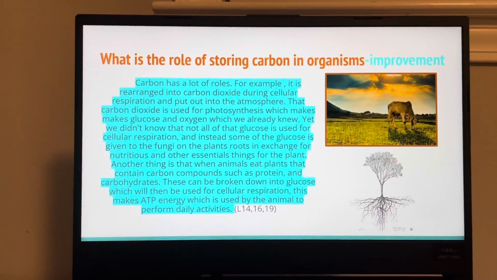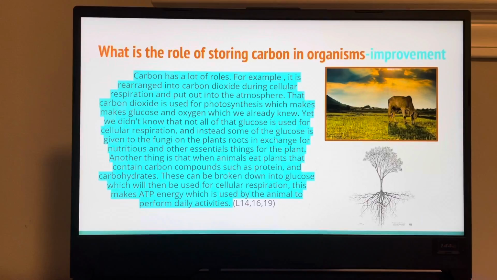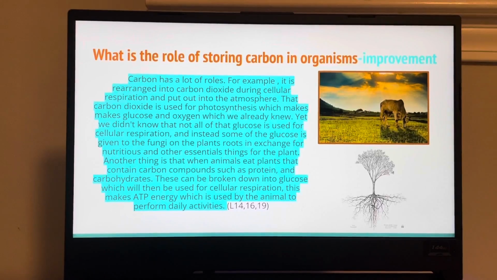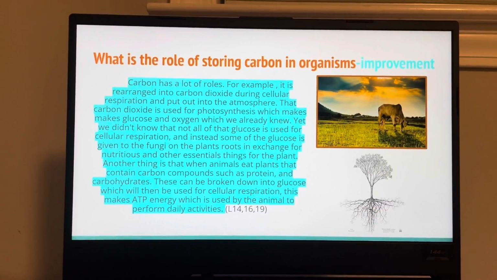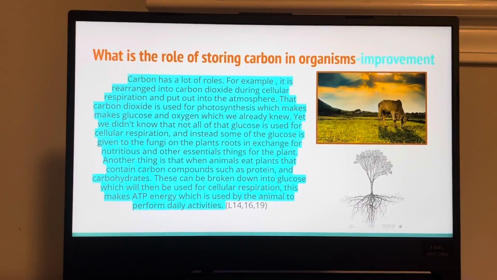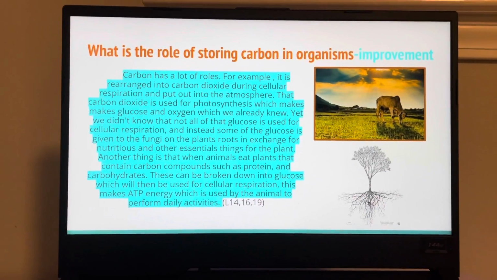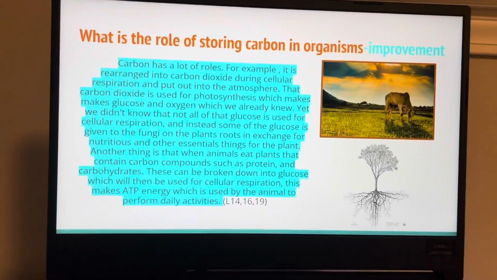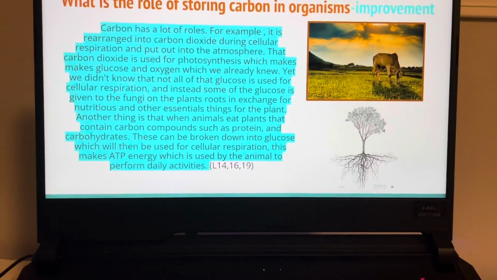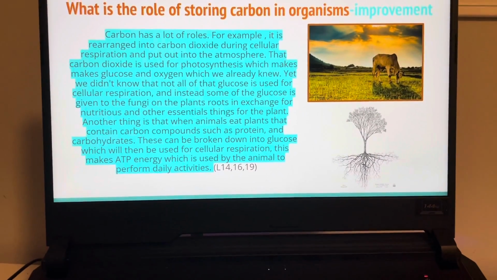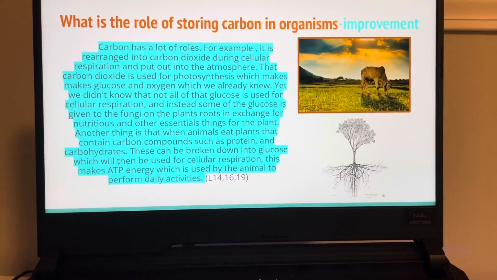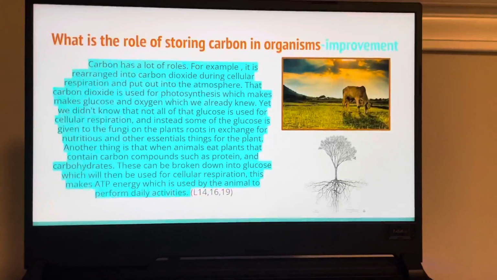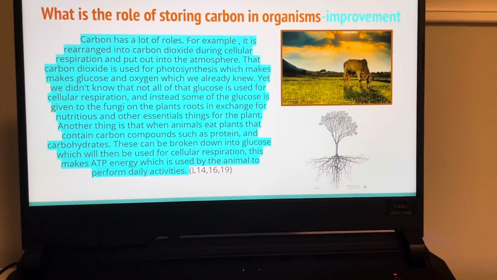glucose is given to the fungi on the plant's roots in exchange for nutrients and other essential things for the plant. Another thing is that when animals eat plants that contain carbon compounds such as proteins and carbohydrates, these can be broken down into glucose, which will then be used for cellular respiration. And as we know, cellular respiration makes ATP energy, and that ATP energy is used by the animal to perform their daily activities. These images I chose on the top represent an animal eating grass, showing how he is getting his nutrients for ATP energy. And then on the bottom, you can see a tree and all of its fruits.